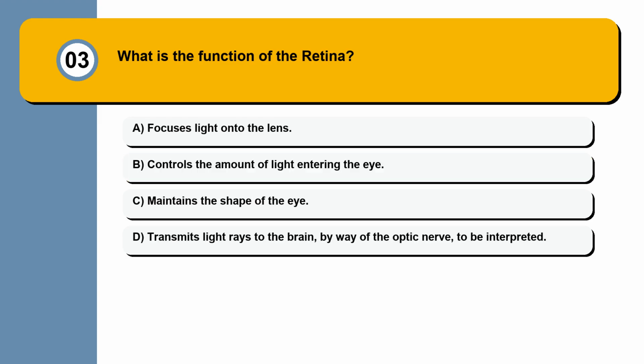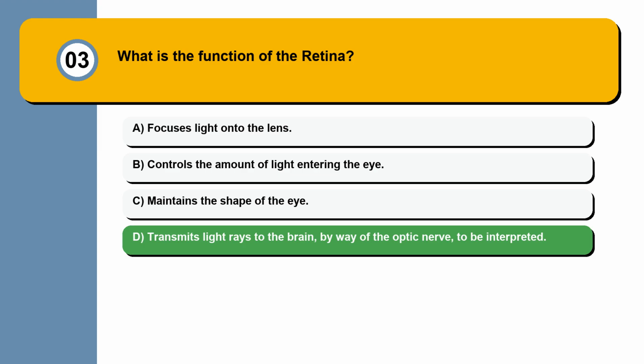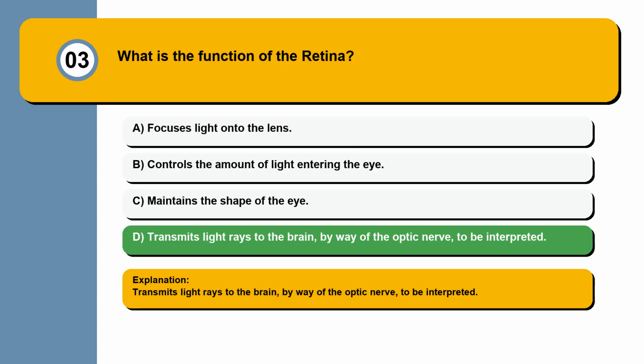Question 3. What is the function of the retina? Focuses light onto the lens, controls the amount of light entering the eye, maintains the shape of the eye, transmits light rays to the brain, by way of the optic nerve, to be interpreted. Transmits light rays to the brain, by way of the optic nerve, to be interpreted.